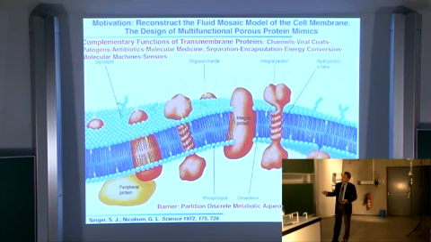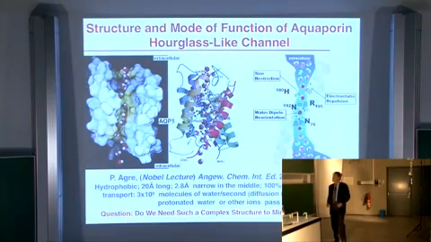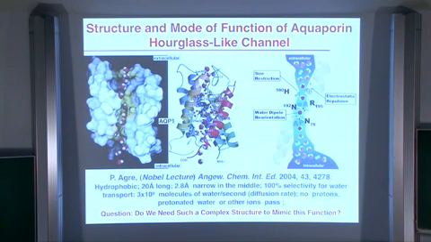So let's first take one of these transmembrane proteins, and there are very few that have been elucidated in the literature. I will take one by Peter Agre that is called aquaporin. This is an hourglass-like channel. You can flip it upside down, and it provides the same function. And I will go very quickly over what the function is.